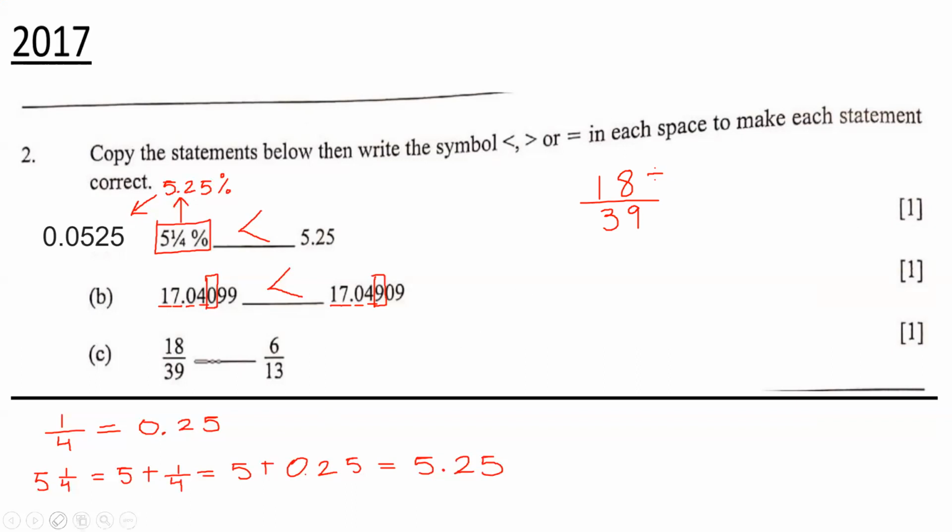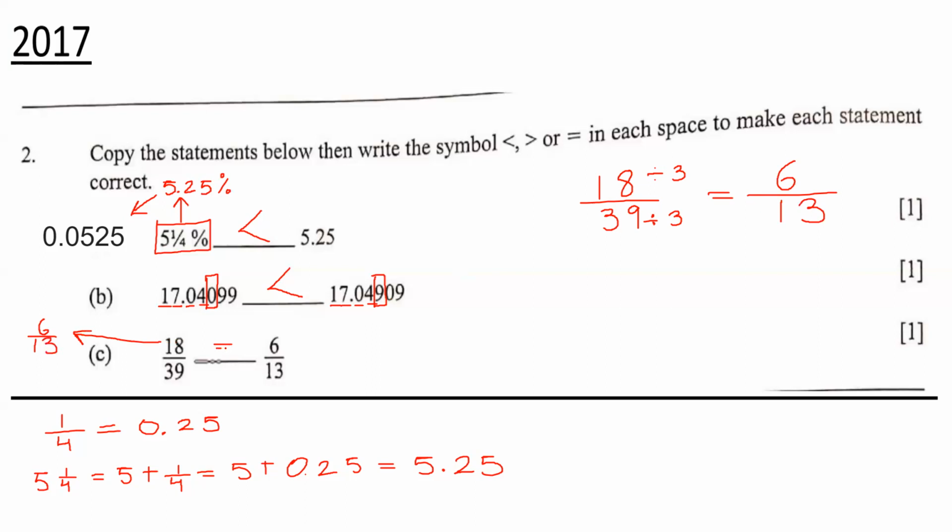3 can. And so let's do 18 divided by 3 and 39 divided by 3. Now, we don't need a calculator for this one. 18 divided by 3 is definitely 6, and 39 divided by 3 is definitely 13. And so 18 over 39 when reduced is the same thing as 6 over 13. That means that these fractions are actually equal to each other.